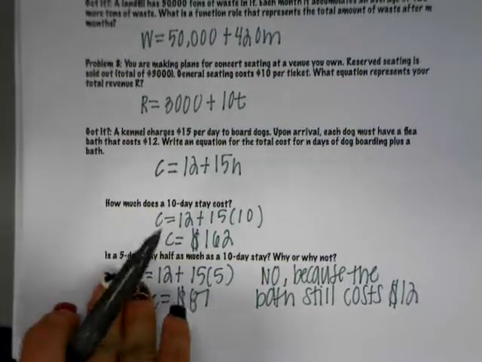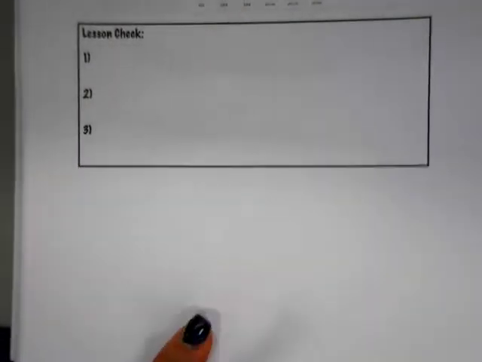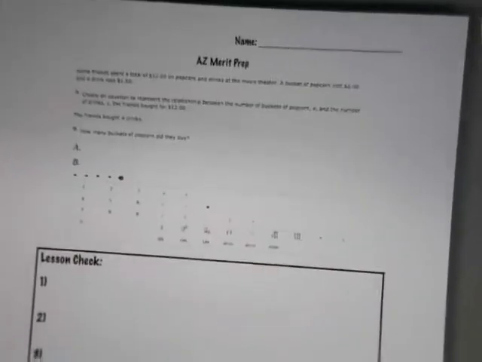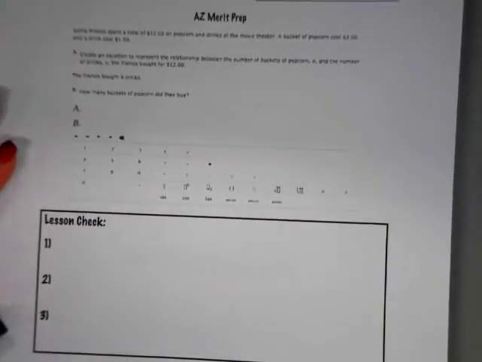Moving on. All right, one last question. All right, some friends spent a total of $12 on popcorn and drinks at the movie theater. A bucket of popcorn costs $2 and a drink costs $1.50. Create an equation to represent the relationship between the number of buckets of popcorn X and the number of drinks Y the friends bought for $12.